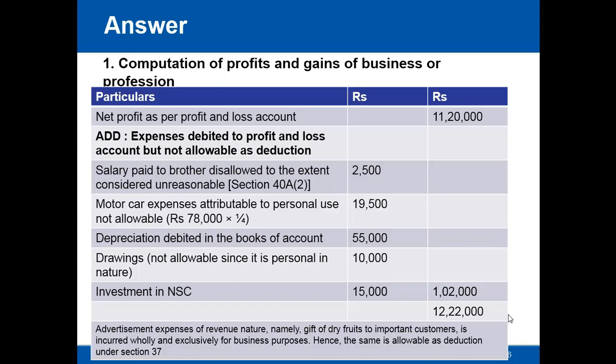Now a point should be noted that advertisement expenses of revenue nature, namely gifts of dry fruits to important customers, are incurred wholly and exclusively for the business purpose. Hence the same is allowable as deduction under section 37. In the question it is given that he has given some dry fruits as gifts to his important customers, and this is treated as a business expenditure and it will be allowed as a deduction under section 37.